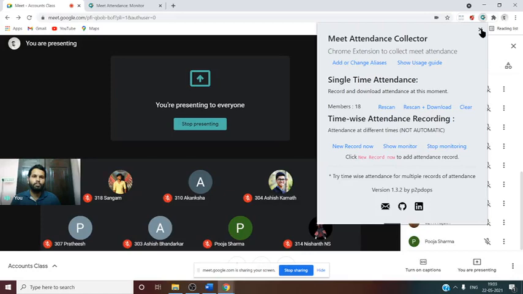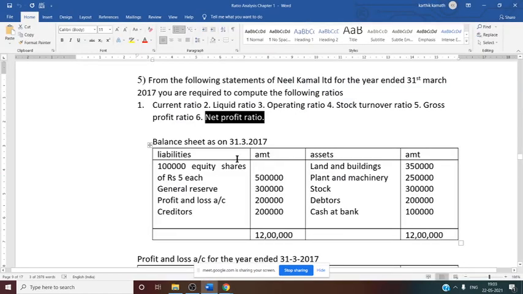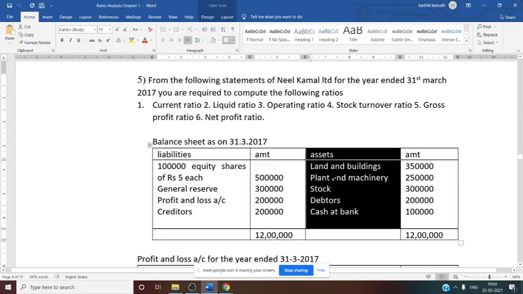Now let us see the problem here. Balance sheet. See this, there is one balance sheet given as on 31/3/2017. Now we are concerned about only the asset side first. Asset side, land and building. See this land and building, it is a fixed asset. We all know land and building is a fixed asset. Plant and machinery, it is also a fixed asset.